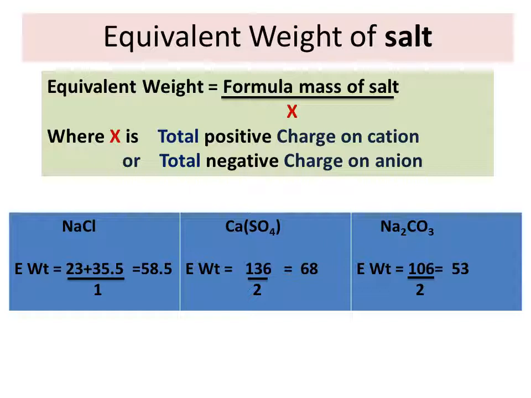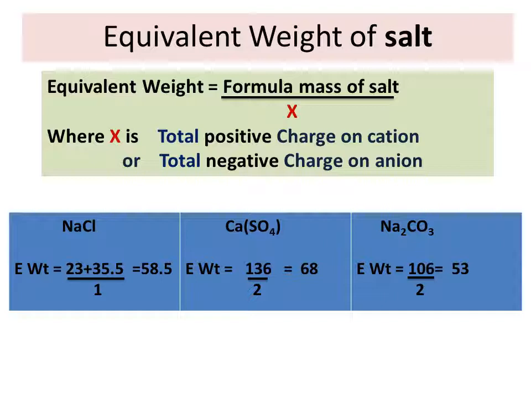So let us apply it to a few examples. The first example is sodium chloride. It is a very common salt. We all know that common table salt is known as NaCl. So let us find out the equivalent weight of NaCl. Its formula weight is 23 plus 35.5, so it comes out to be 58.5. The total positive charge on the sodium ion is +1, or the total negative charge on the chloride ion is -1. So in both cases it is 1. So the formula mass of the salt divided by 1, so 58.5 divided by 1. So the equivalent weight is 58.5.